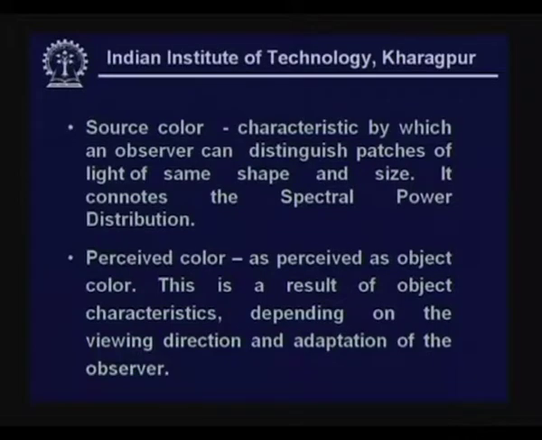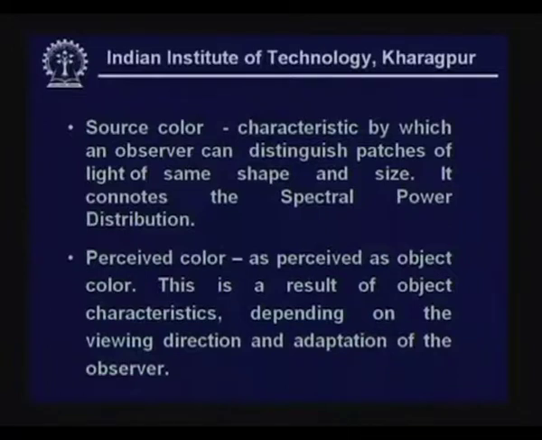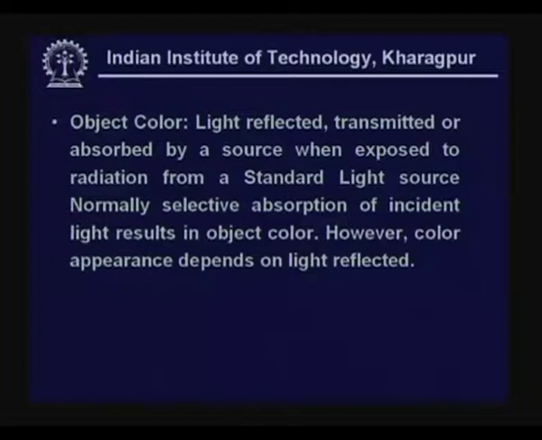The perceived color therefore is the result of object characteristics together with the source light, which very much depends on the viewing direction and adaptation of the observer. Then comes the object color. Object color essentially is the light that is reflected, and the characteristics of the object we have already mentioned, which come into play are the reflection, absorption and transmission.